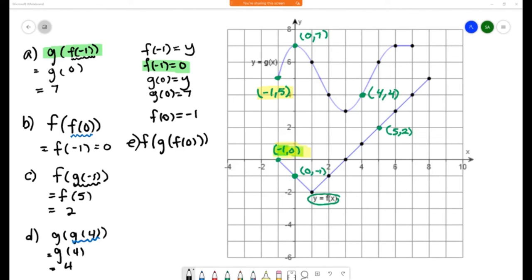So in part E, we have f of g of f of 0. Starting on the inside, we want to find f of 0. F of 0 is right here, which is -1. So this gives f of g of -1. Then we want to find g of -1. G of -1 is here, which has a y value of 5. That's f of 5, and f of 5 will be right here. F of 5 is 2.